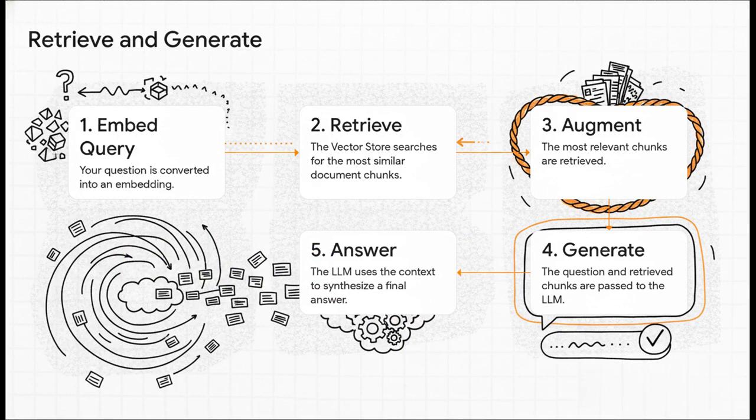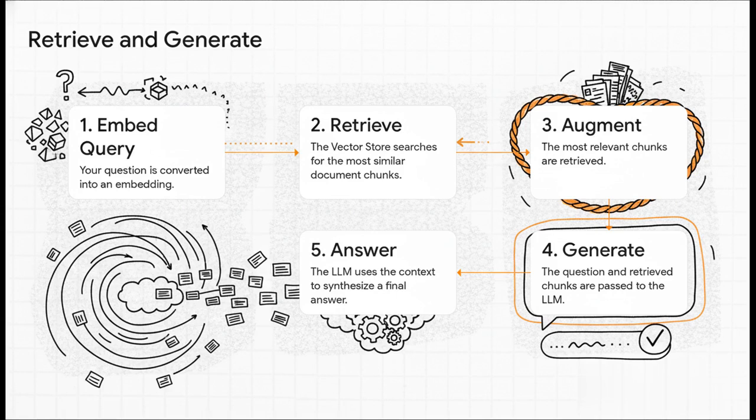First, your question gets converted into that same kind of numerical embedding we used on the documents. Then, the system takes that question embedding to the vector store and says, hey, find me the document chunks with the most similar fingerprints. The top matches are retrieved, and then, and this is the key part, they are bundled up with your original question and handed to the LLM. So now, the LLM has all the specific context it needs to generate a final, accurate answer that is based entirely on your data.